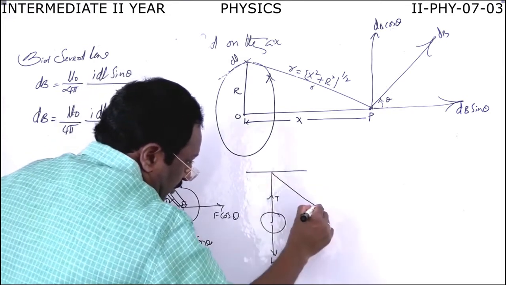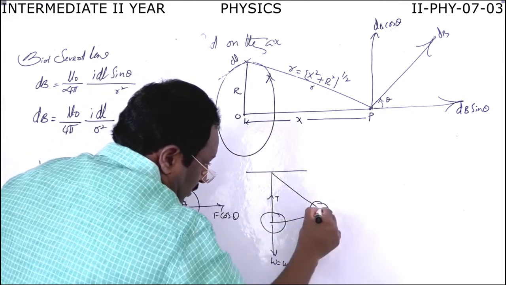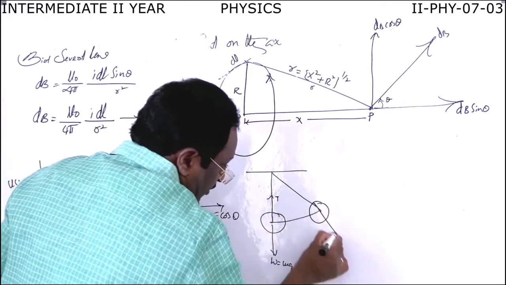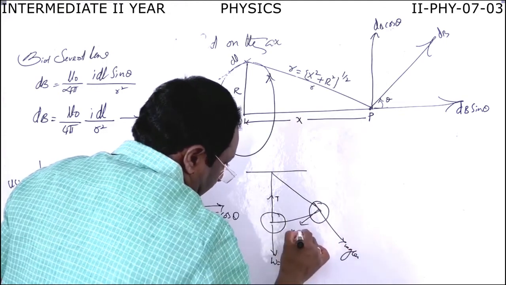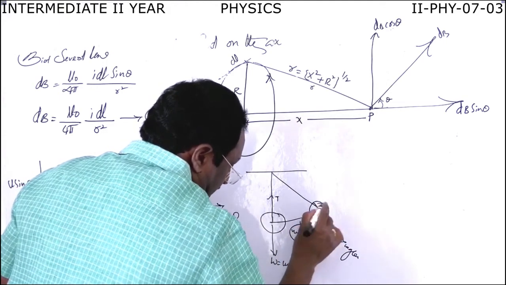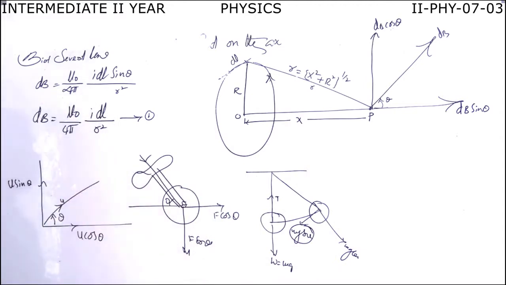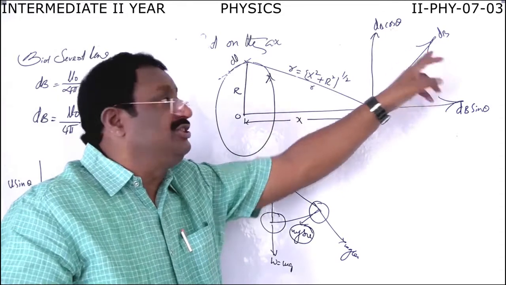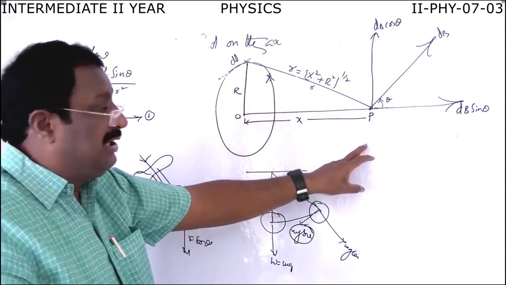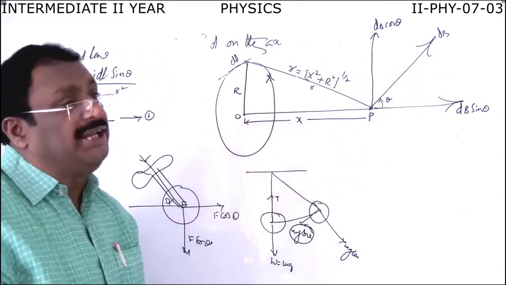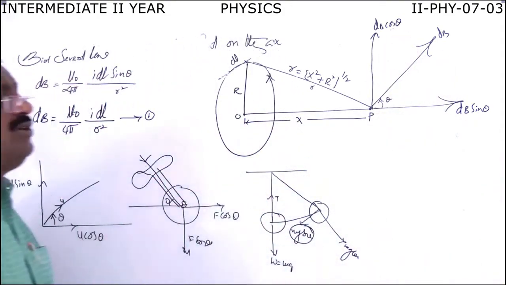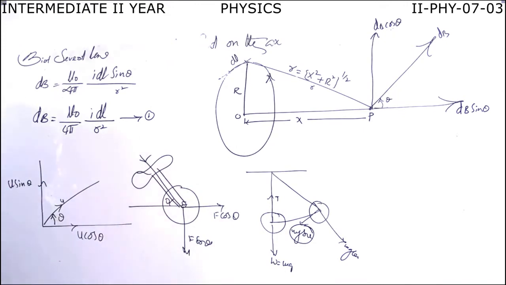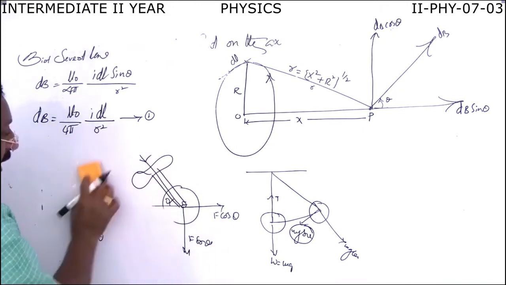In the same pendulum, at the extreme point, the weight of the bob is resolved into two components, mg cos theta and mg sin theta. Here mg sin theta is responsible for the to-and-fro motion. Similarly, here also the magnetic induction due to a small element at a point on the axis of the coil is resolved into two components, dB sin theta and dB cos theta. Why? Because it is making some angle with the axis of the coil.